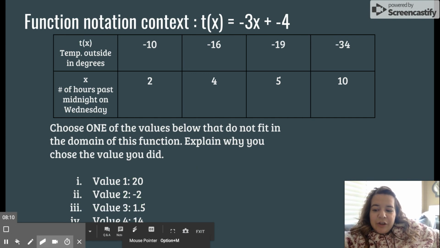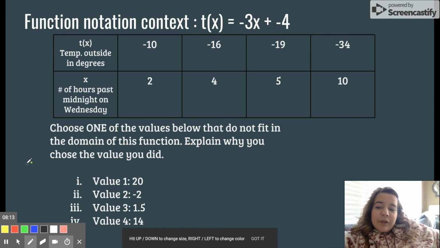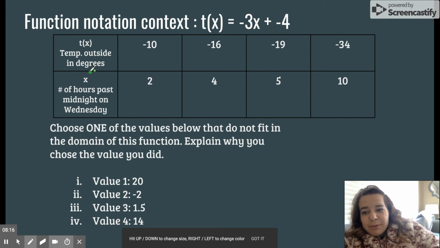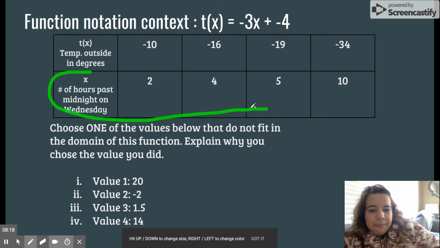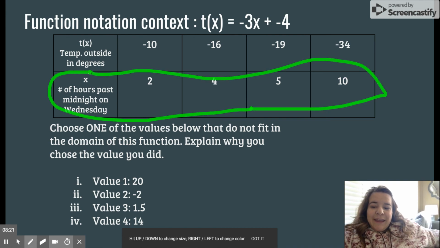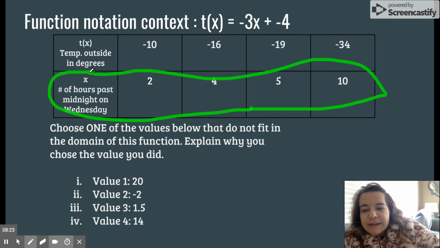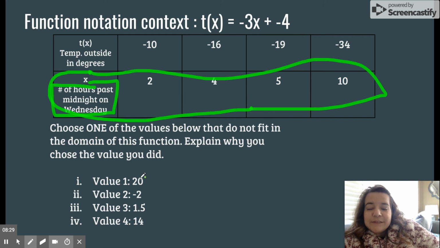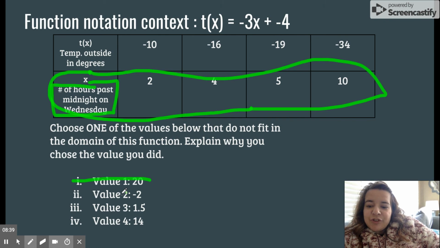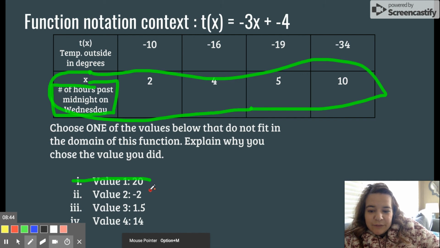And then finally, you had some that had to do with domain. So that would be your inputs. So your inputs are these x values right here. So when we think about what it can be, we want to think about what makes sense in terms of what our inputs are. So our inputs are number of hours past midnight. So what I'm going to do is check these off. Does it make sense to have 20 hours past midnight? Sure, that's possible. Does it make sense to have -2 hours past midnight? I would say no. It doesn't make sense to me to have -2 hours.